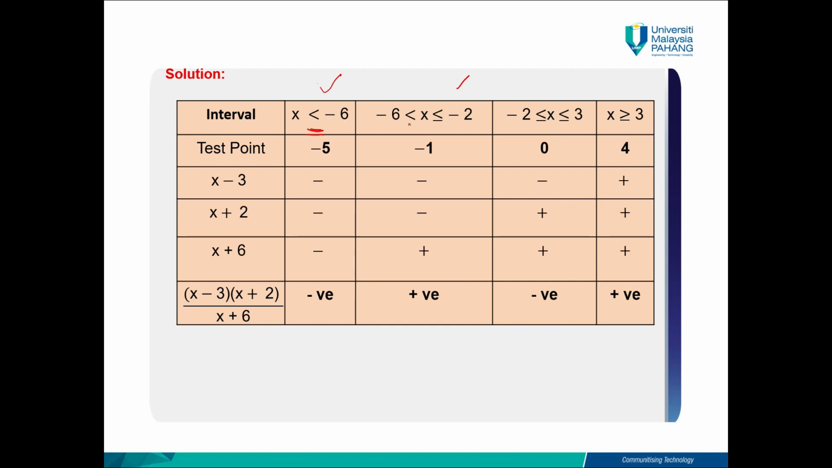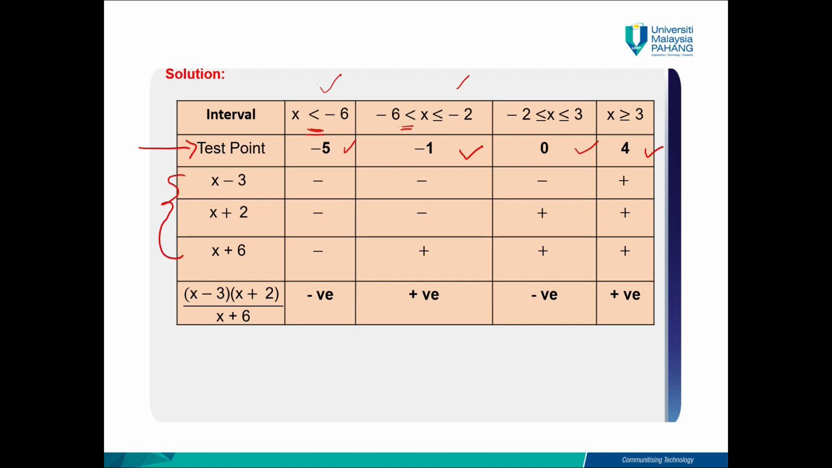For the second interval between -6 and -2, again, we cannot have the equal sign for the -6. And for this one, we can have the equal sign. It doesn't matter. The expression will be valid. And the last one, x between -2 and 3, and x more than or equal to 3. So these are the 4 intervals. So choose any point that belongs to those intervals. For example, -5, -1, 0, 4.